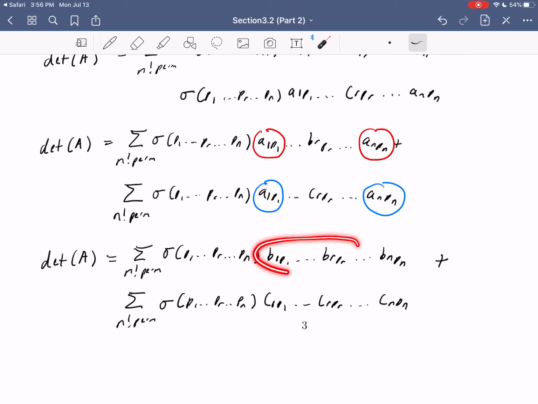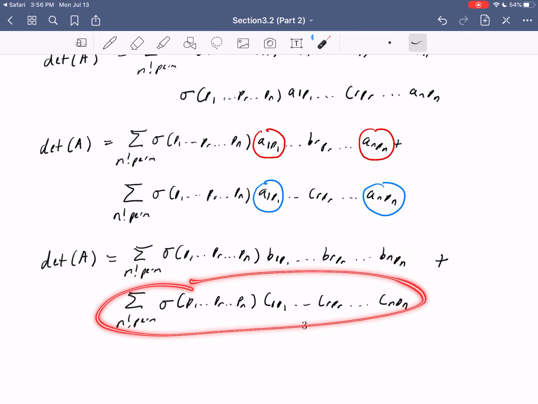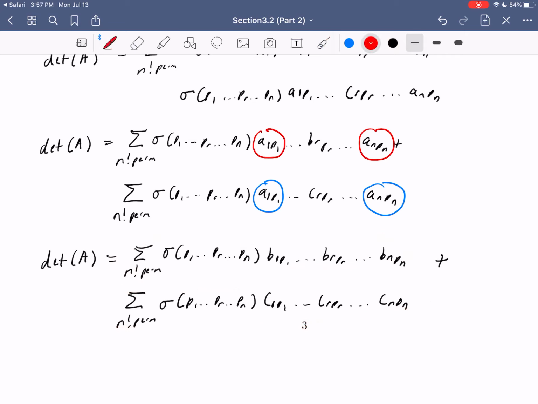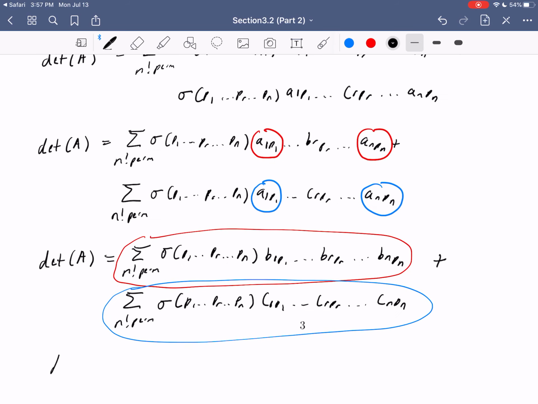Well, this entire summation is the definition of the determinant of B, and this is the definition of the determinant of C. So as a final result, we get that the determinant of A is the determinant of B plus the determinant of C. And there we go. We established our result.